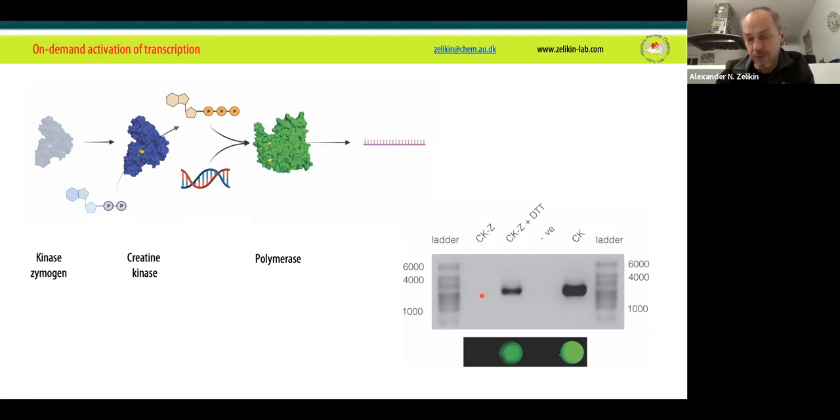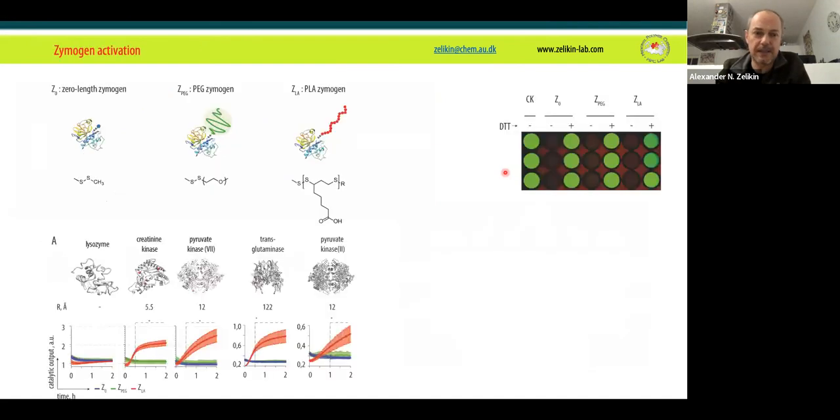transcription. With a zymogen, there's no RNA synthesized. With a reactivated zymogen, there is. This is already a fairly complex cascade, very much relevant for the agenda of building a synthetic cell.